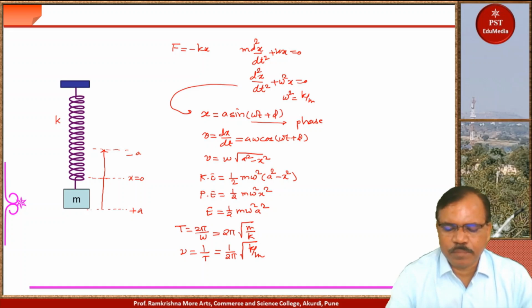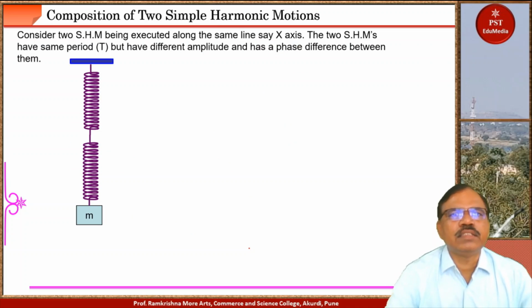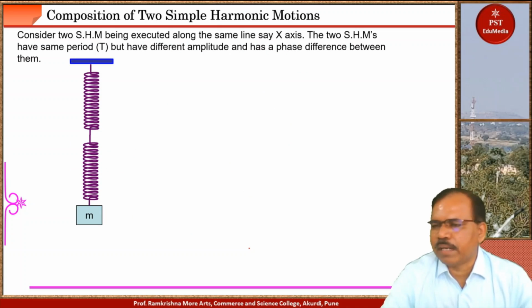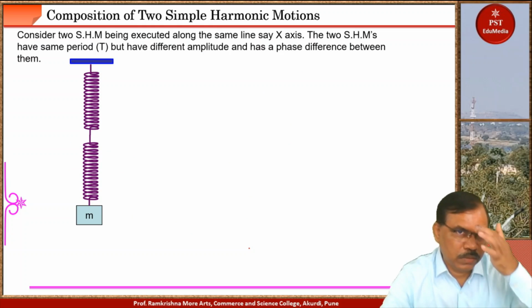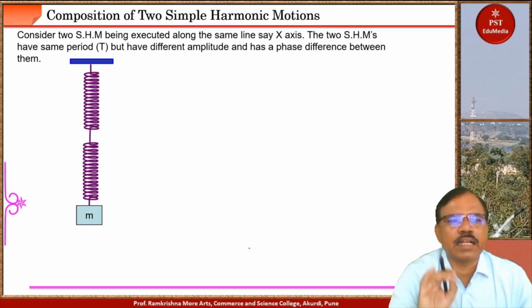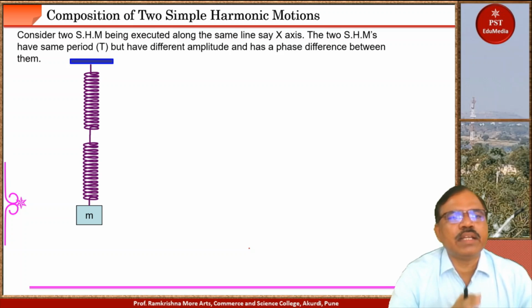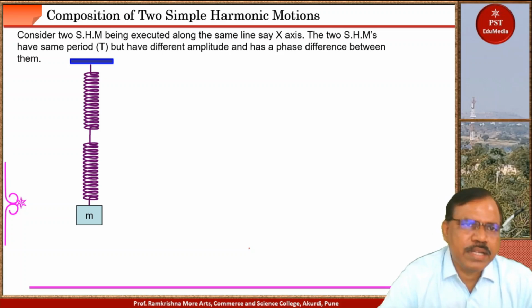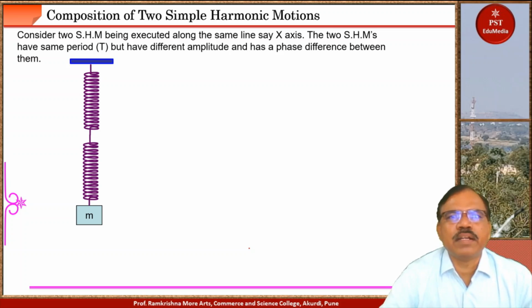Now we'll go to the next topic, that is also an important topic, that is composition of two simple harmonic motions. Composition of two simple harmonic motions means two simple harmonic motions acting on the oscillator simultaneously. Here again we have taken the example of the spring mass system. So consider two SHMs being executed along the same line, say the x-axis. The two SHMs have the same period T, but have different amplitudes and a phase difference between them.